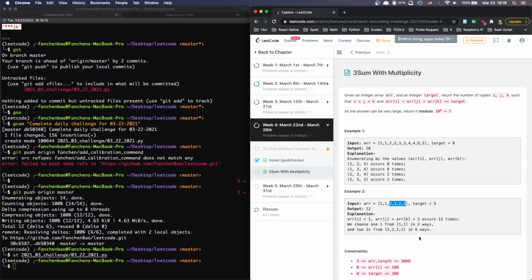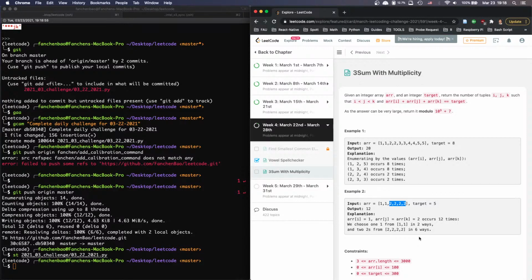So apparently we need to do a counter, right? We do a counter so we get the actual non-repeating values out. So let's take a look at the first example. If we do a counter, it'll be 1 is 2, 2 is 2, 3 is 2, 4 is 2, and 5 is 2. Okay. So next, because it's three sums, we basically have to fix one number and look for another number.